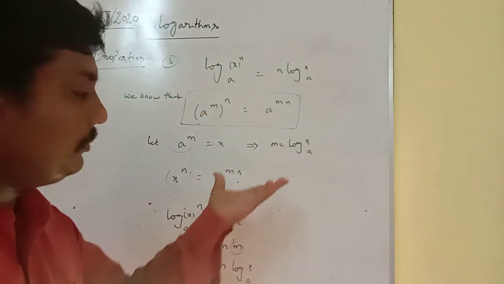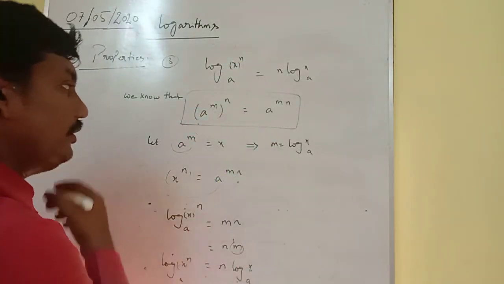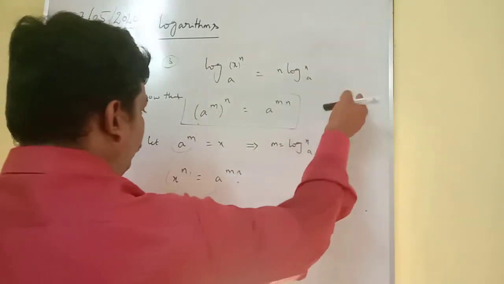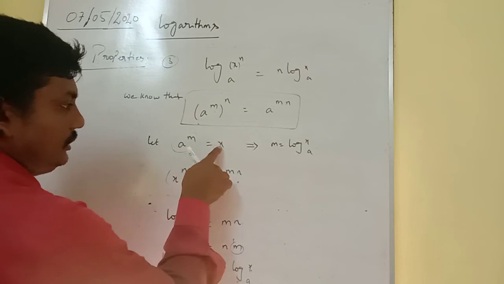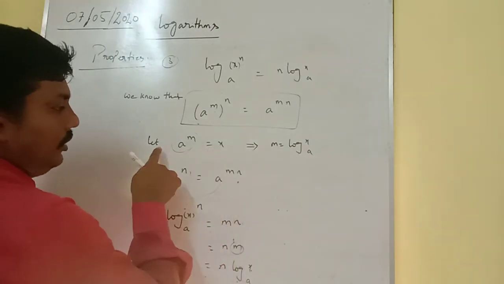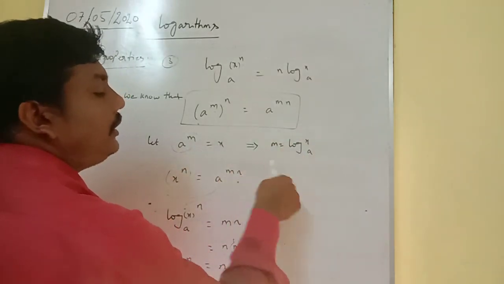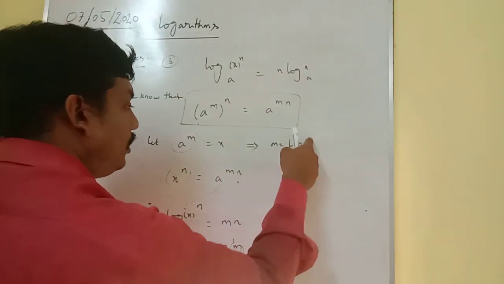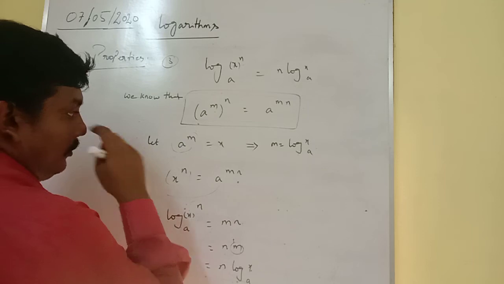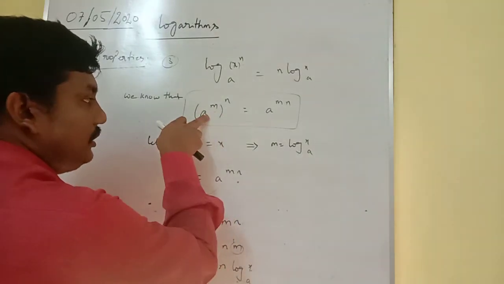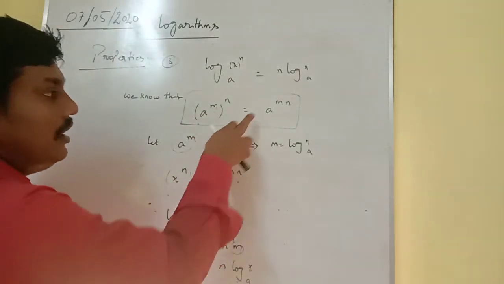So according to this formula, we are using a power m whole power n is equal to a power mn. In the place of a power m we have taken x. If you take a power m is equal to x, then it is obviously correct that in logarithmic form m is equal to log x to the base a. But I am substituting x in the place of a power m, so x power n is equal to a power mn.